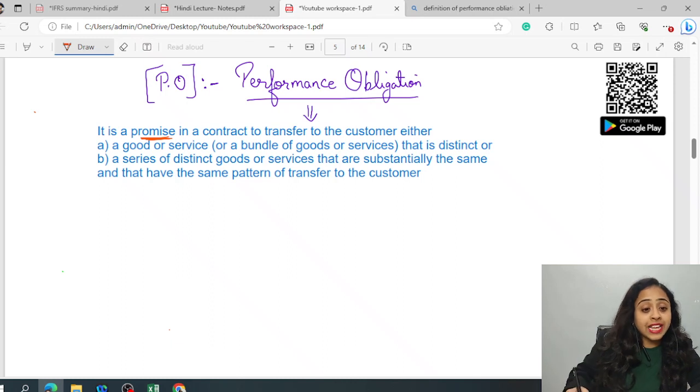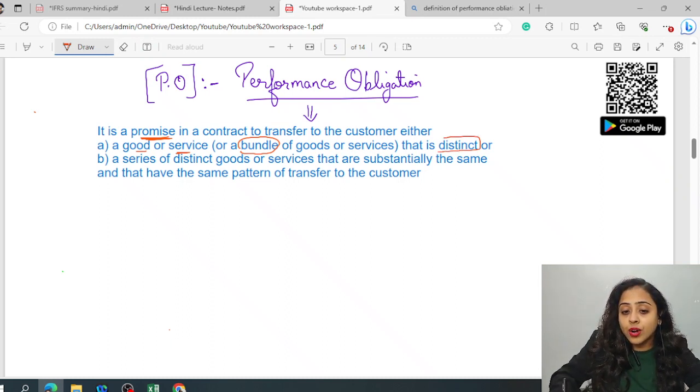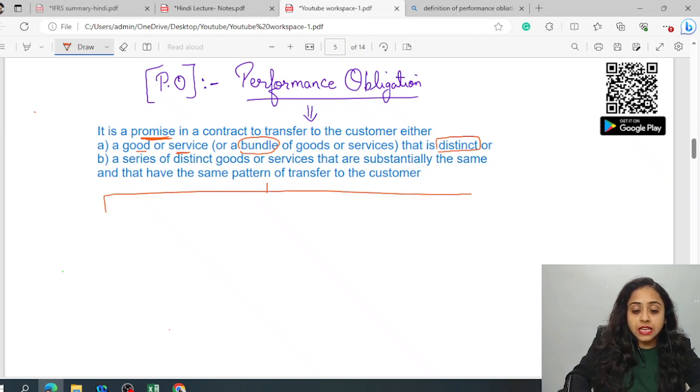Now it can be either for one good or one service, or it can be for a bundle of goods and services. Now these bundles of goods and services can be either distinct or not. Distinct means whether it is separable or not. If we deep dive into this, whether it is distinct or not distinct.